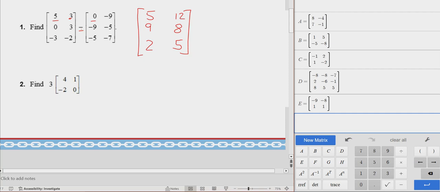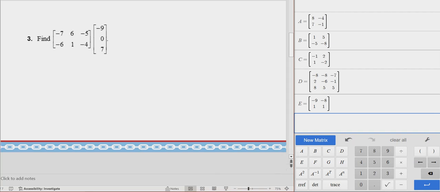For number 2, scalar multiplication, we are scaling that 2 by 2 matrix by 3. So we can just multiply each element by the 3 on the outside. Right? So 3 times 4 is 12. 3 times 1, 3 times negative 2, and 3 times 0 gives me that 2 by 2 matrix.